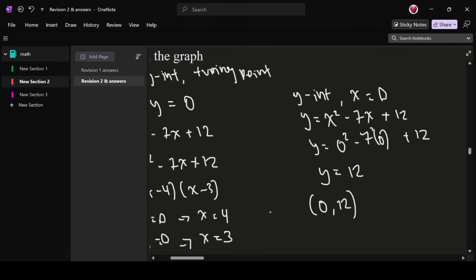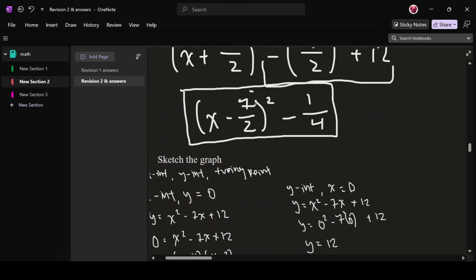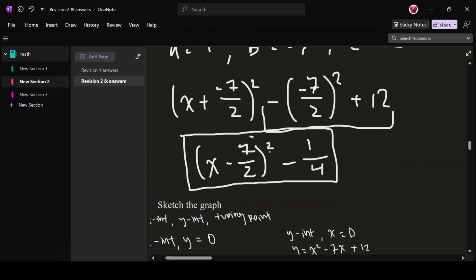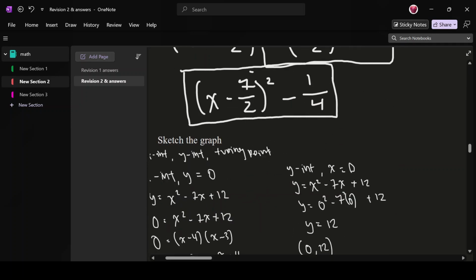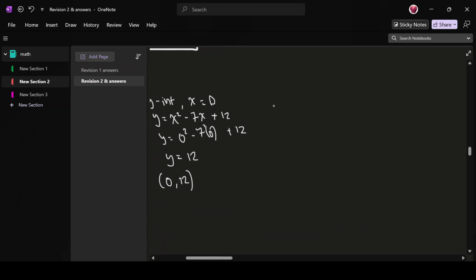Okay, now we find the turning point. You can actually see the turning point from your vertex form, but Miss recommends you just find the turning point without the vertex form, because if your vertex form is wrong, then your turning point will also be wrong. So I'll just show you how to find the turning point without the vertex form.